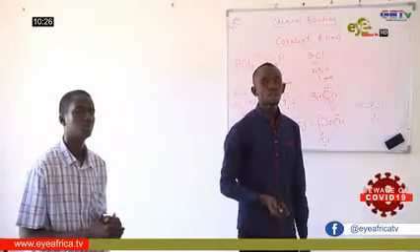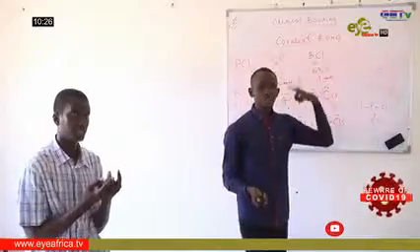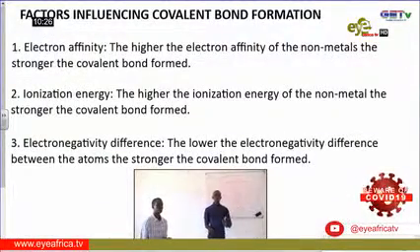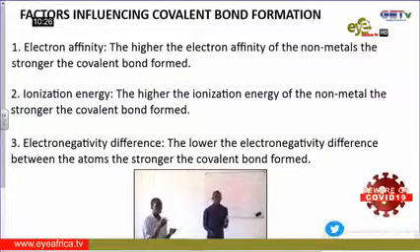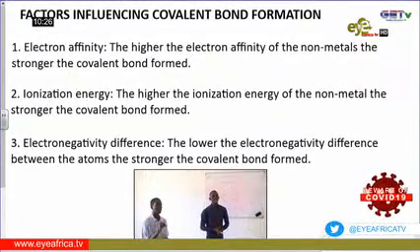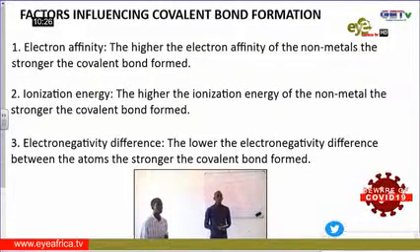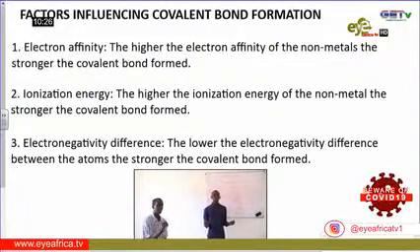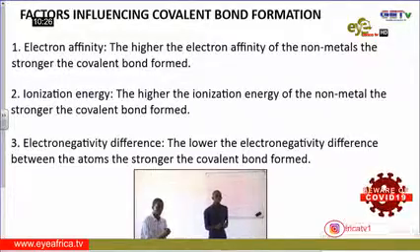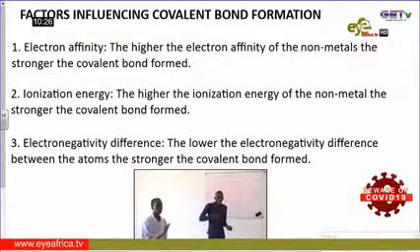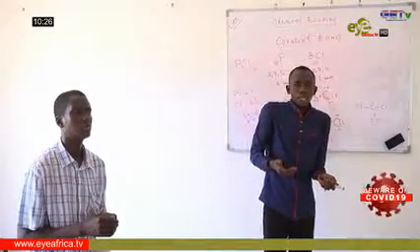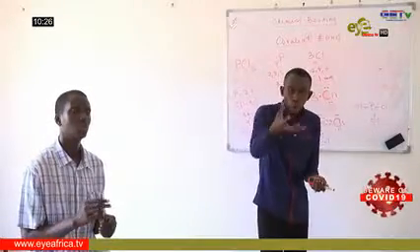Factors influencing covalent bond formation. Just like the factors that influence the formation of ionic compounds or ionic bond formation, we also have factors that influence covalent bond formation. And one is electron affinity. Now, the higher the electron affinity of the non-metals, the stronger the covalent bond. So here, the higher the affinity of the non-metal, the higher its attraction towards electrons.